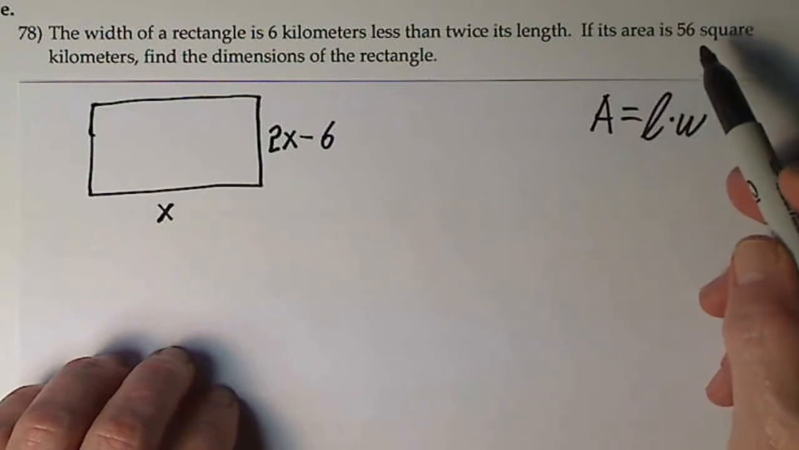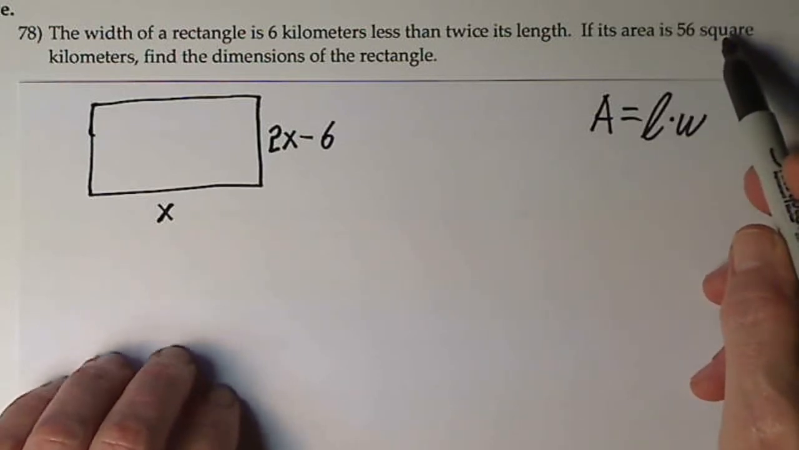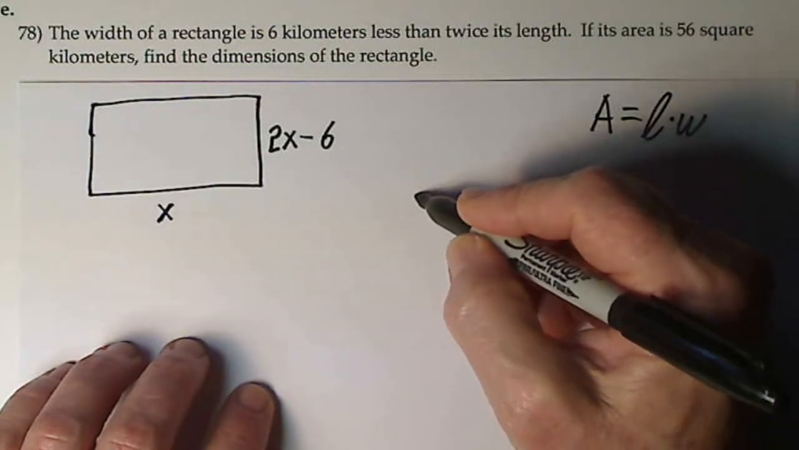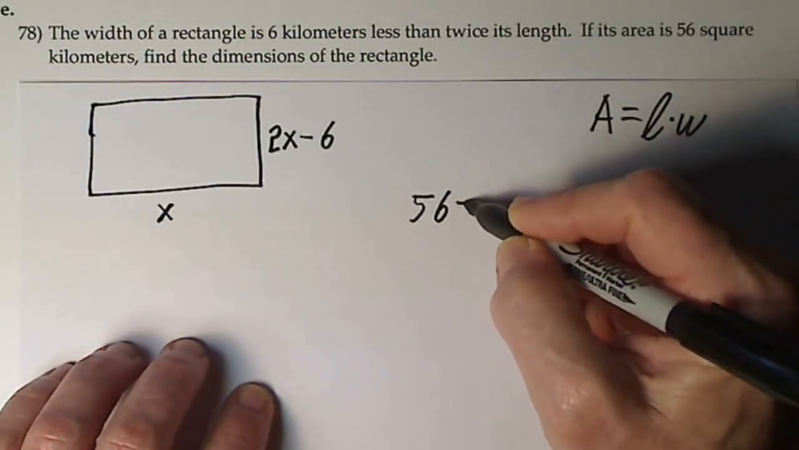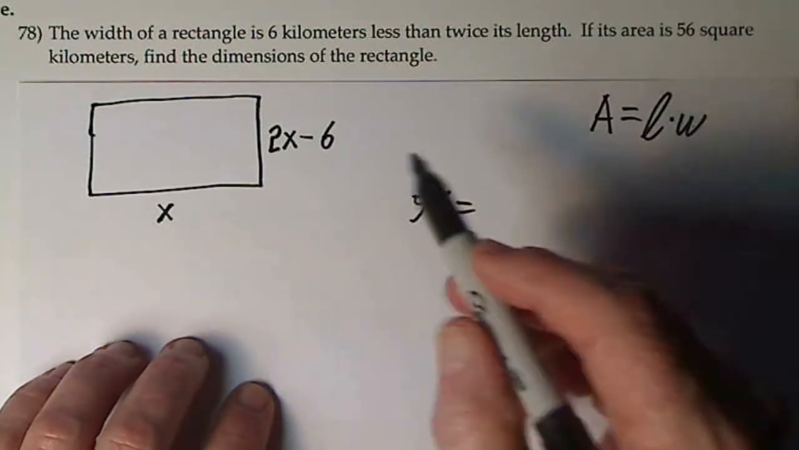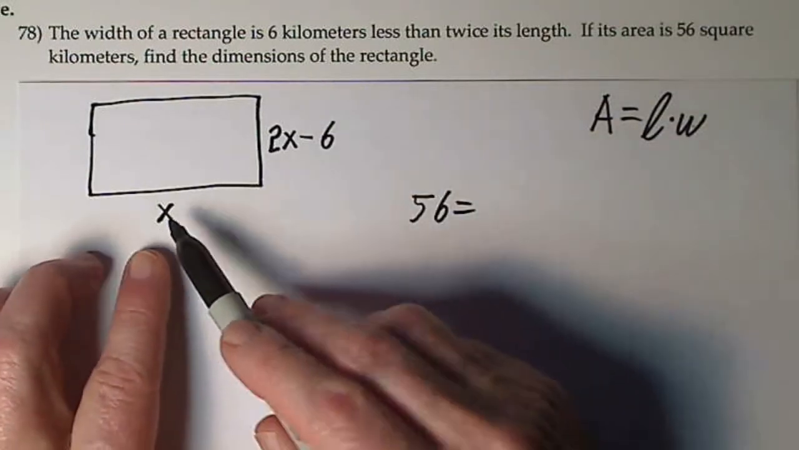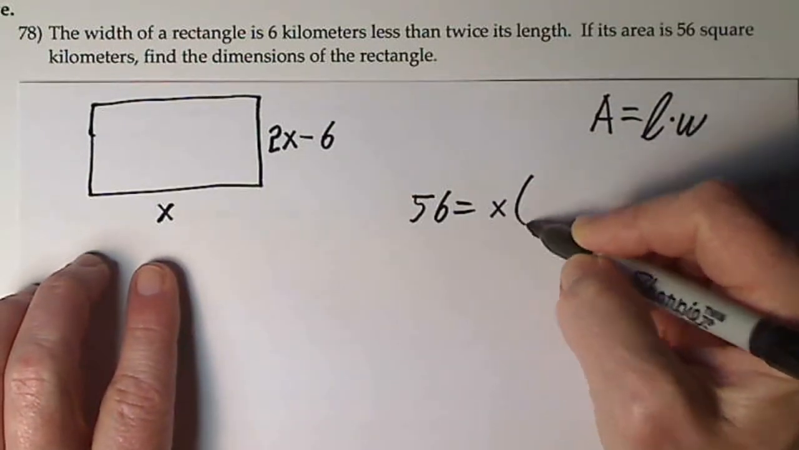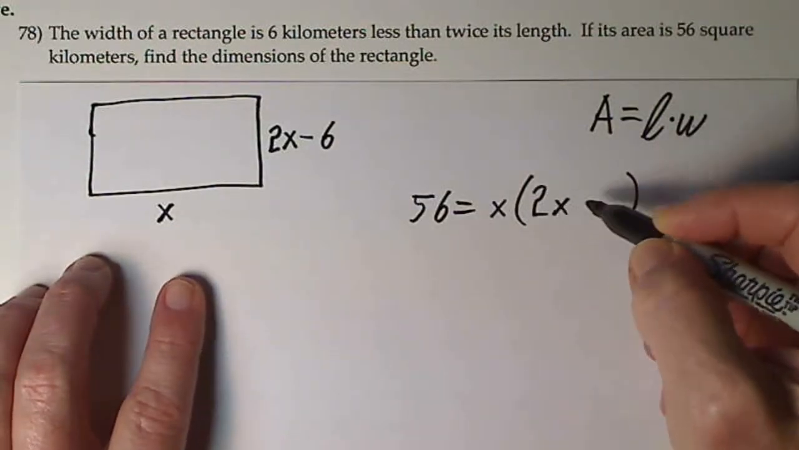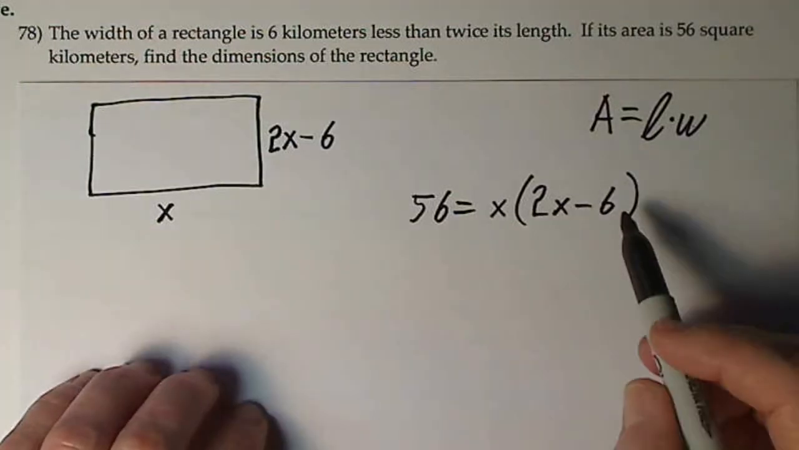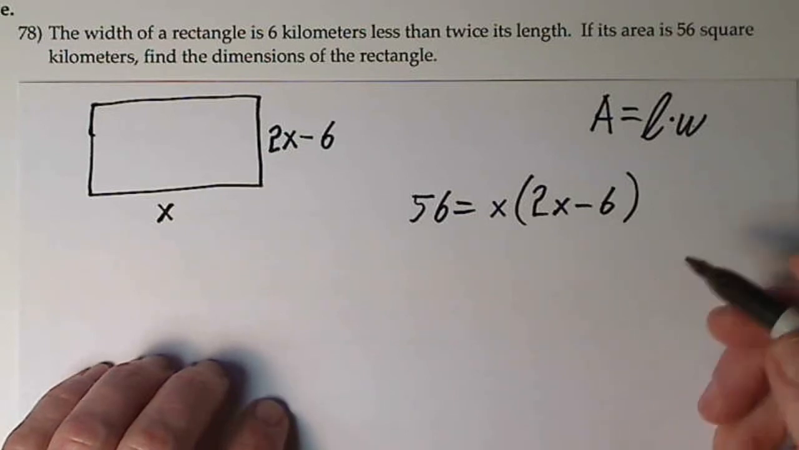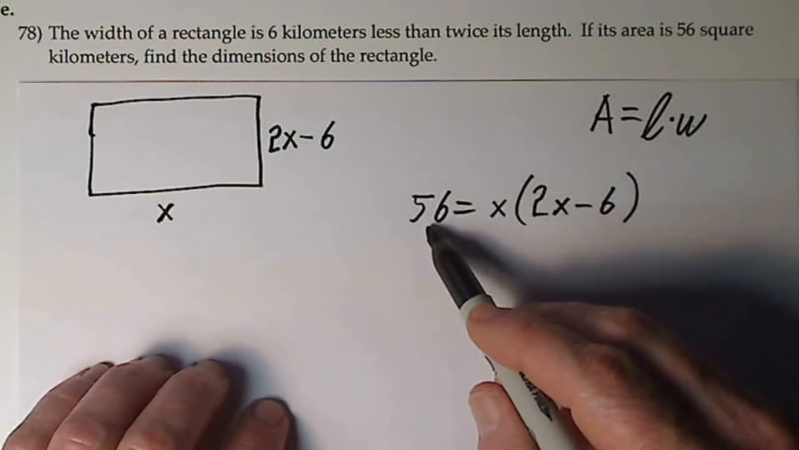And we have our form, and the area is 56 square kilometers. So what we end up with for area, we have 56, and then we're supposed to have length times width, so it's x times 2x minus 6. And we're going to solve for x. If this was equal to 0, that'd be fine, but it's not. So I'm going to have to subtract 56 from each side.